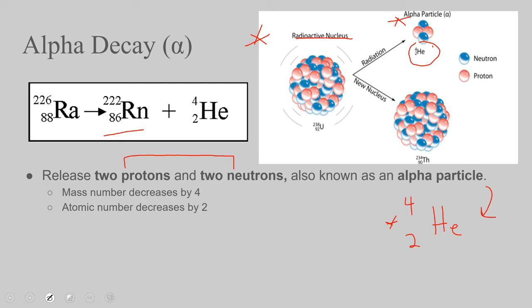Now, something I want you guys to notice over here on this example, notice that our atomic number is 88 and our mass number is 226 to start. And then we get rid of this helium nucleus or alpha particle. And if you add 4 to 222, that's 226. If you add 2 to 86, that's 88. Law of conservation of matter. Matter can neither be created nor destroyed. So that's where that applies right here. So in alpha decay, we're getting rid of a helium nucleus.